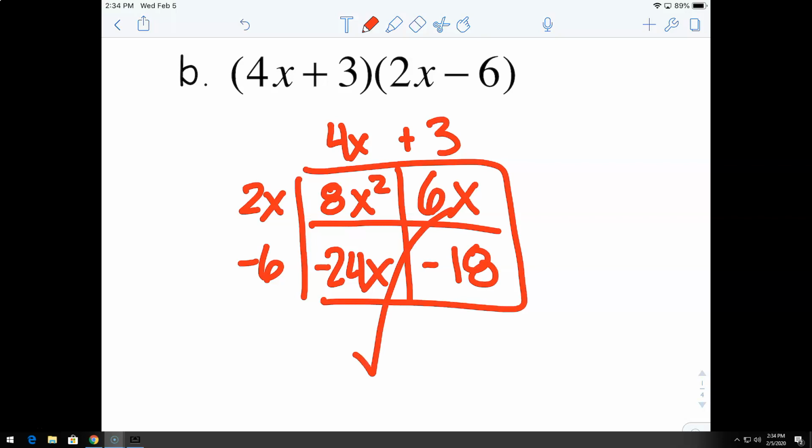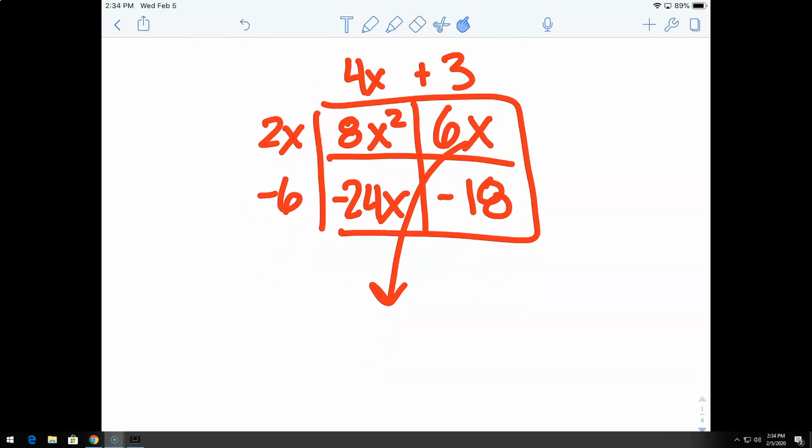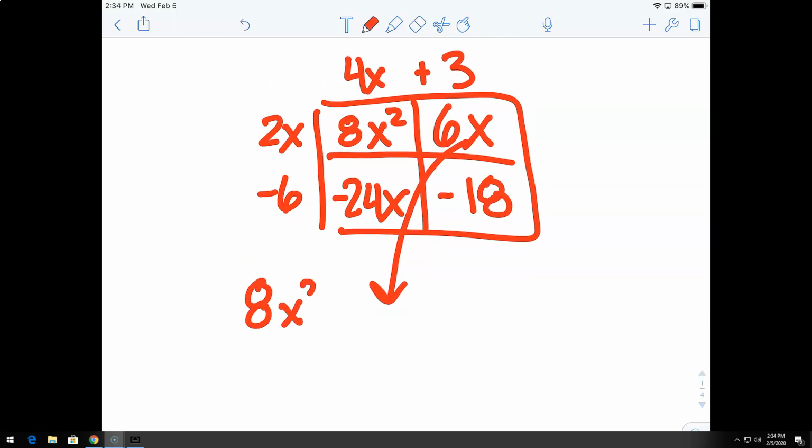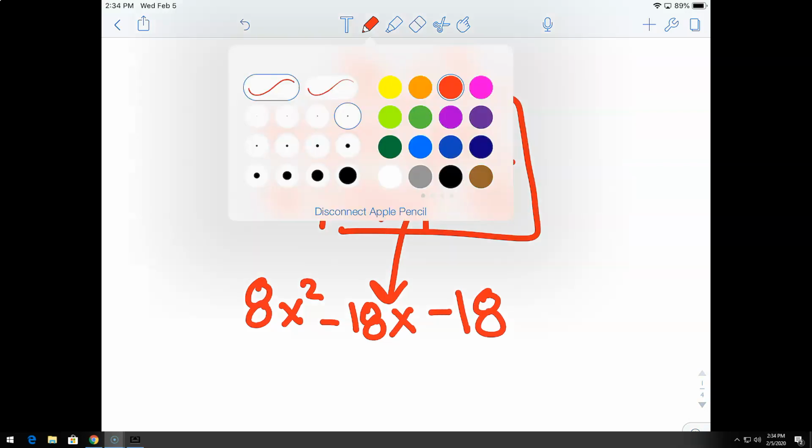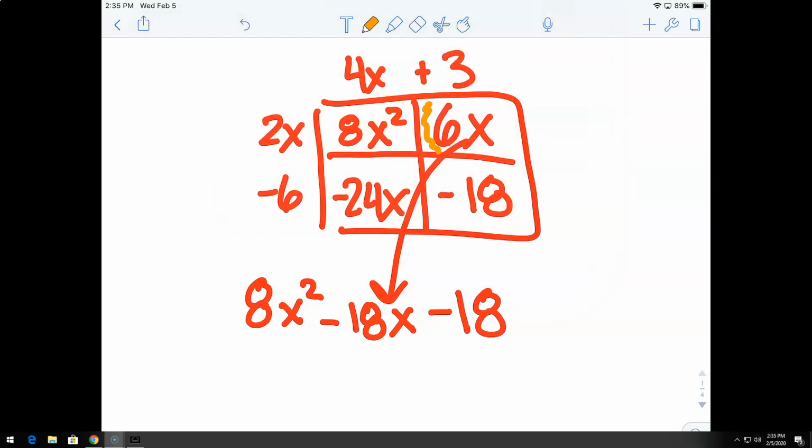When I do this, those get to add together. So I'm showing you in the box this time instead of pulling them all out. I have 8x squared. 6x minus 24x gives me negative 18x minus 18. So all I did was I added this box with this box to get that number. Notice that this is in standard form. That's my answer.